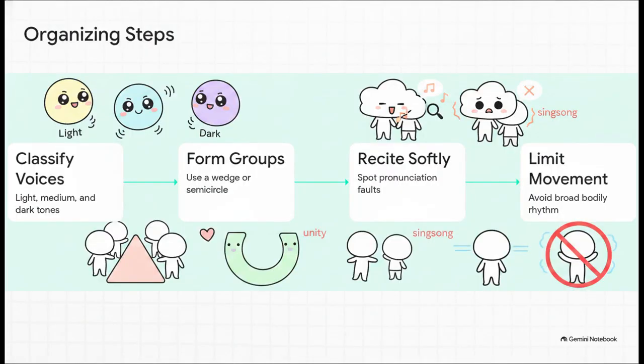So how do we physically set this up? Well, first, you classify your voices into semi-choruses, specifically light, medium, and dark tones. Next, you form your groups. A wedge shape, like an inverted triangle, or a two-row semicircle works best. Oh, and make sure you stand close enough that your shoulders actually touch. It really builds unity. While you practice, recite softly to catch any mispronunciations, and keep your body movements strictly limited. Avoid broad gestures, and whatever you do, absolutely do not use a sing-song recitation.